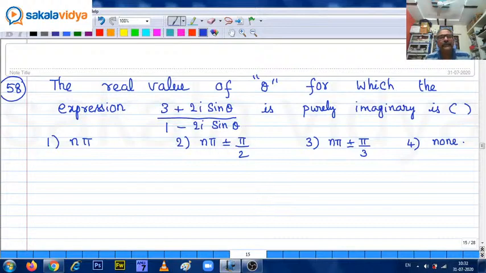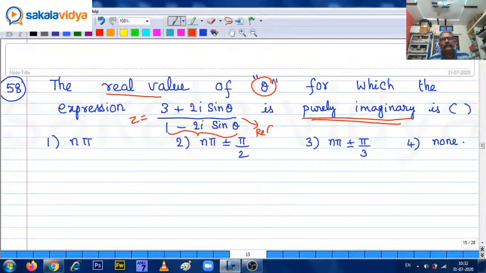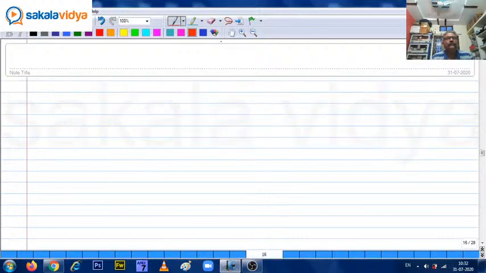We need to find the real value of theta if the expression is purely imaginary. If the expression is purely imaginary, its real part is 0. Now the real part needs to be equated to 0. Purely imaginary means the real part of z should be 0. This is our plan, so let us do it now. 58 solution.